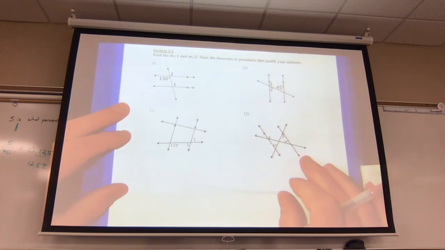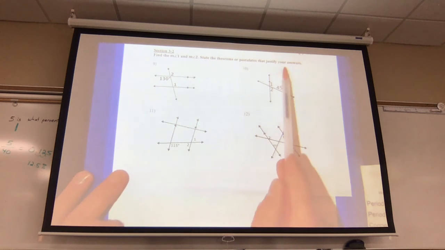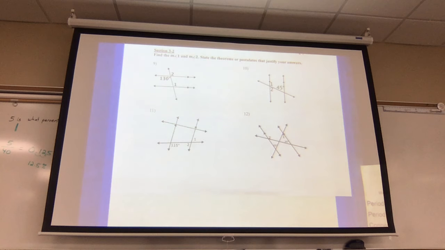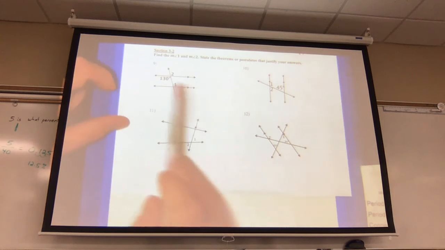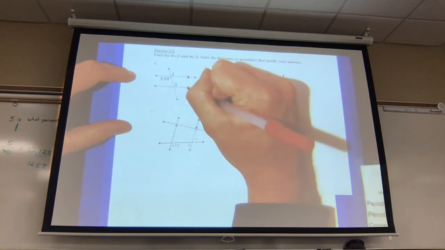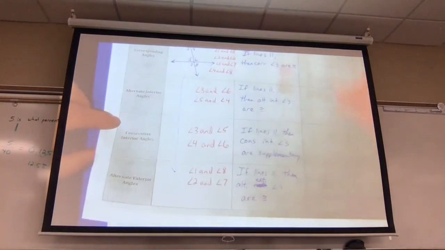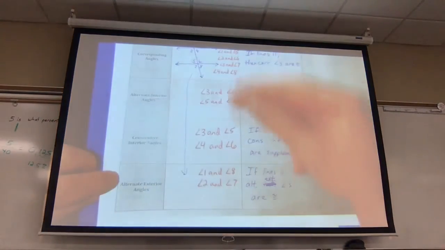And this is kind of what we did on that worksheet 3.2 that we just went through. This one, they want us to find angles 1 and 2 and state the theorem or postulate that will justify your answer. And when you state the theorem or postulate, a lot of times there's going to be more than one correct answer. Just kind of depends on how you look at the picture. So on number 9, once again, we've got our little triangles here to show that we have parallel lines. And once the lines are parallel, then we can use all of these theorems for our 4 different types of angles.